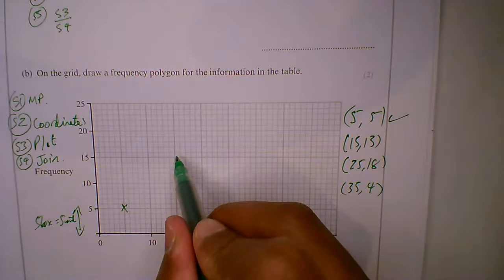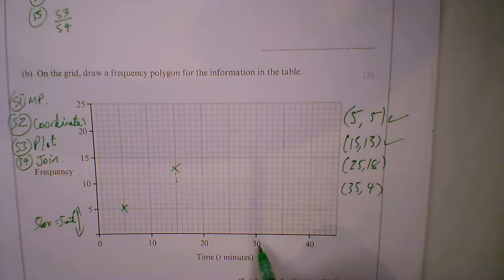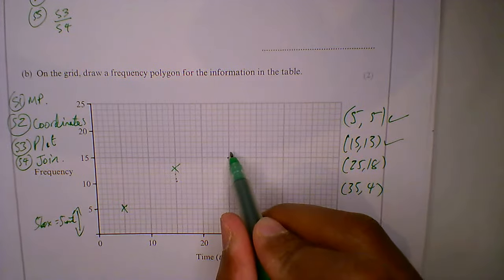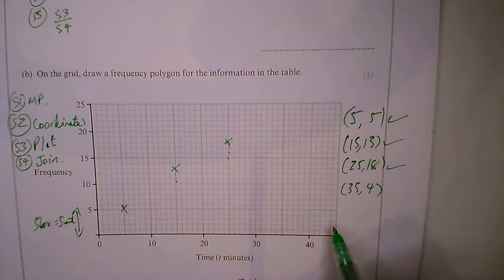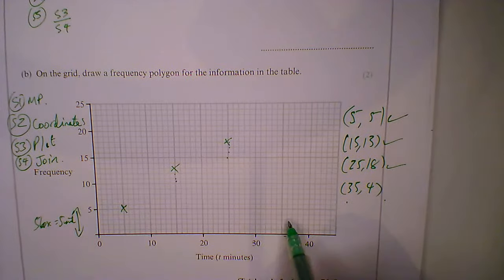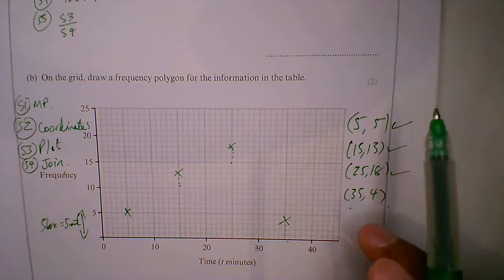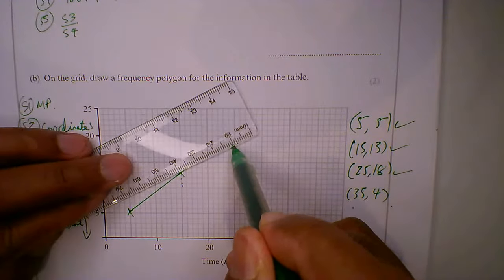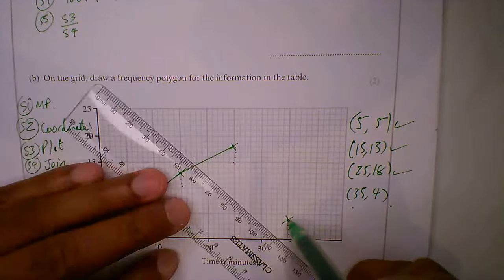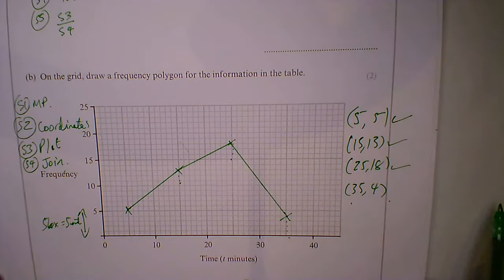15 to 13, 10, 11, 12, 13. 25 to 18, 15, 16, 17, 18. Remember, use a pencil in case you make a mistake. You can always rub it out. 35, 4. 35, 1, 2, 3, 4. And now we've plotted them. Now we join them. Okay, so that is done.